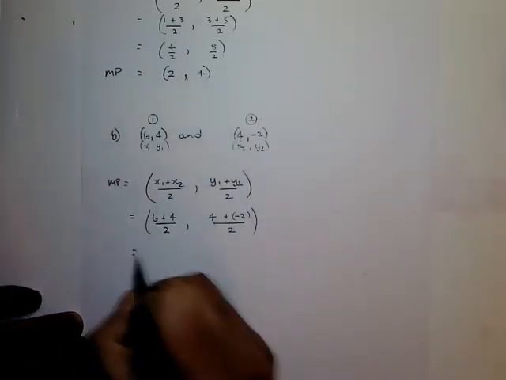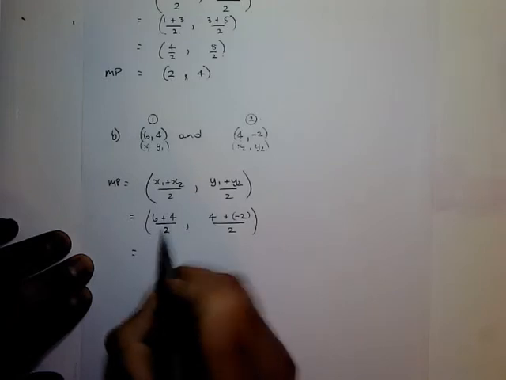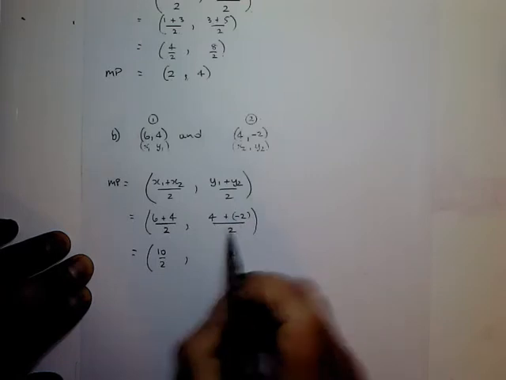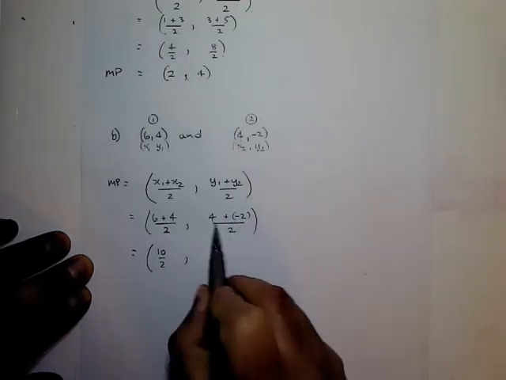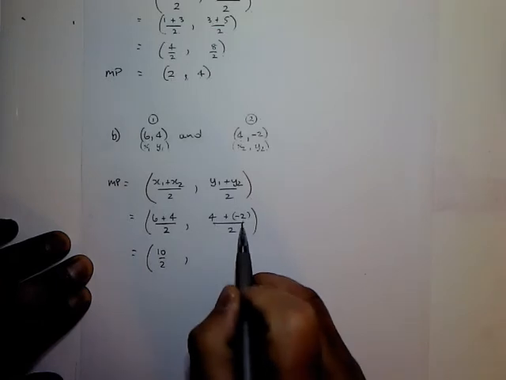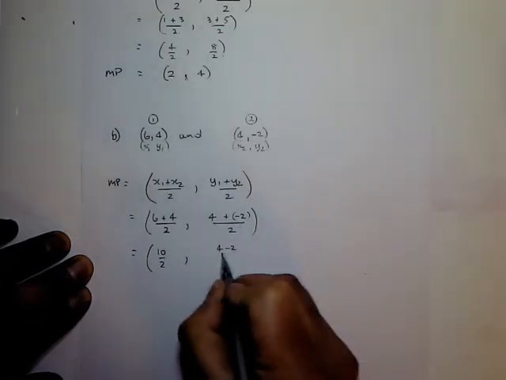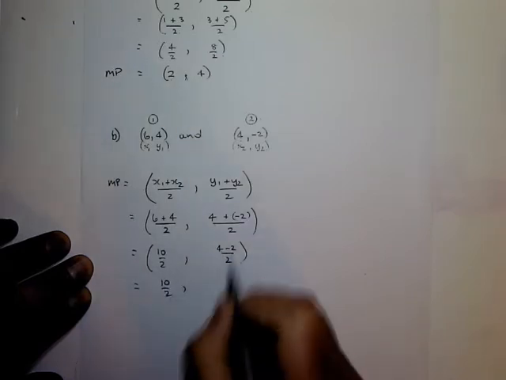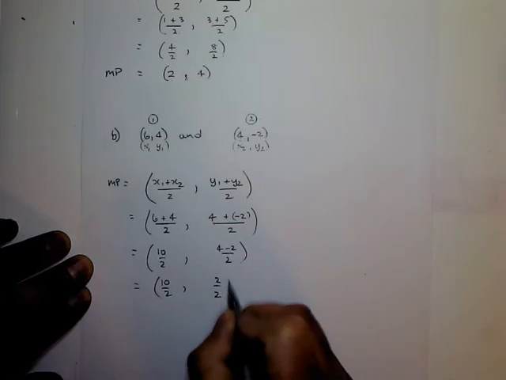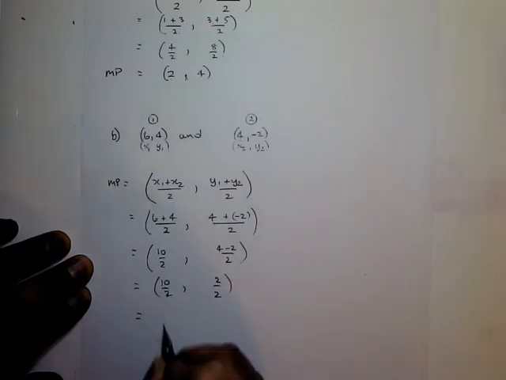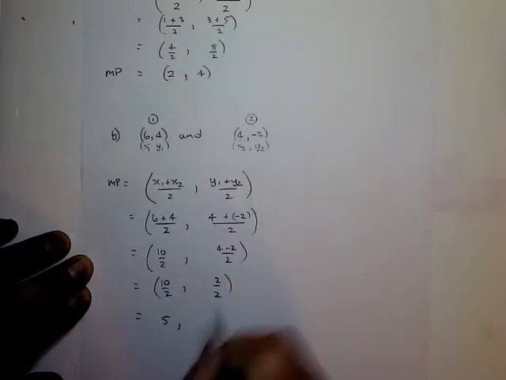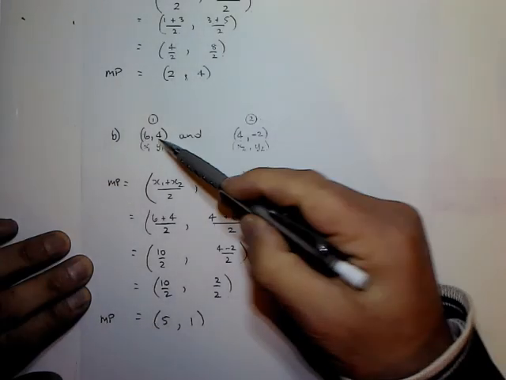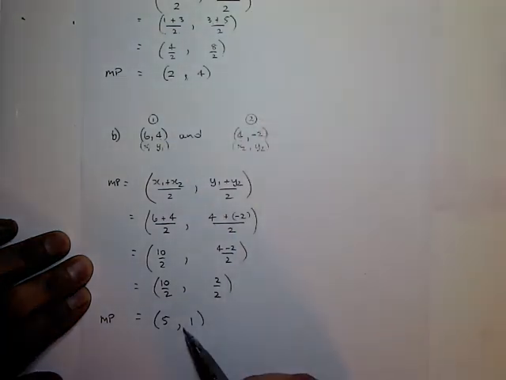Okay, let's calculate those out now. 6 plus 4 is 10, divided by 2. Now, 4 plus minus 2 is the same as 4 minus 2, divided by 2. And that will round out to be 10 over 2. 4 minus 2 is 2 over 2. Simplifies out. 10 divided by 2 is 5. 2 divided by 2 is 1. So the midpoint of these 2 points is (5, 1).